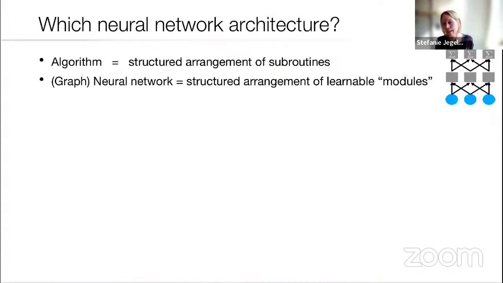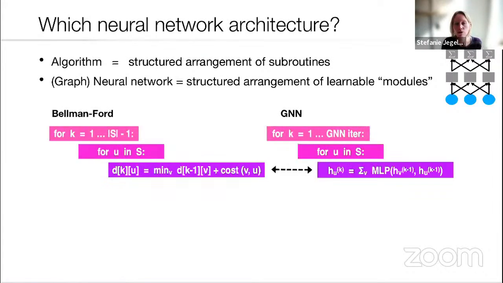So then the idea is that if basically the computational structure of this neural network and the algorithm match in some sense of matching, then the learning should be easier, because you don't actually have to learn the structure of the algorithm, just the subroutines. And let me show you one example to make this clear.